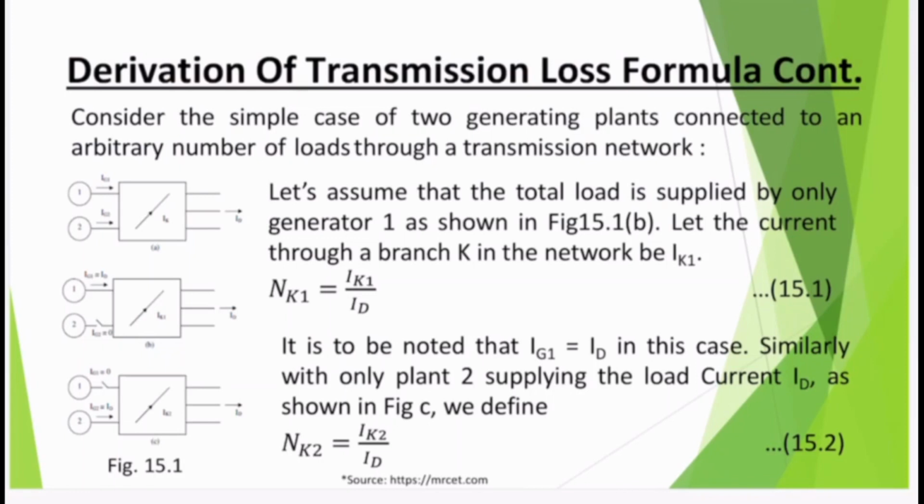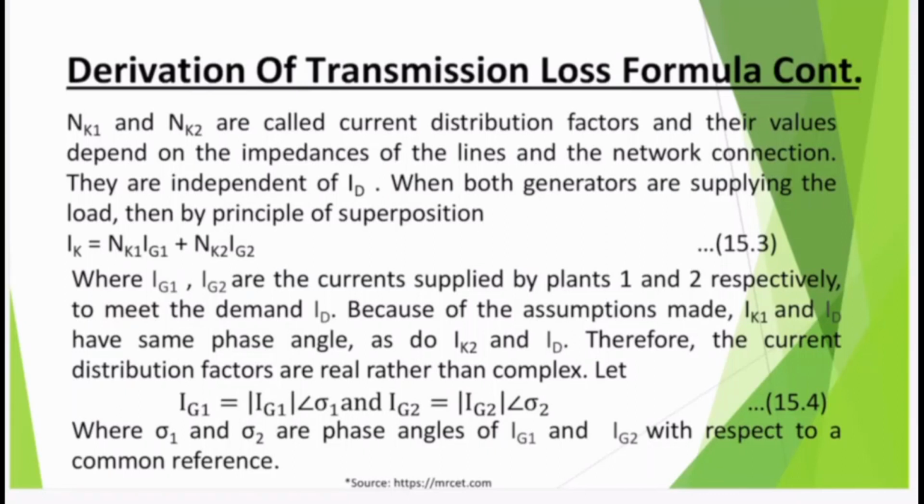Now NK1 and NK2 are called current distribution factors, and their values depend on the impedance of the line and the network connections. So what we are claiming here is there is a strong relationship between the input current and output current, and whatever current is coming out of a generator and the current which is injected to my load depends on my transmission parameters. So NK1 and NK2 are called current distribution factors. I'm reiterating again, their values depend on the impedances of the lines and the network connections.